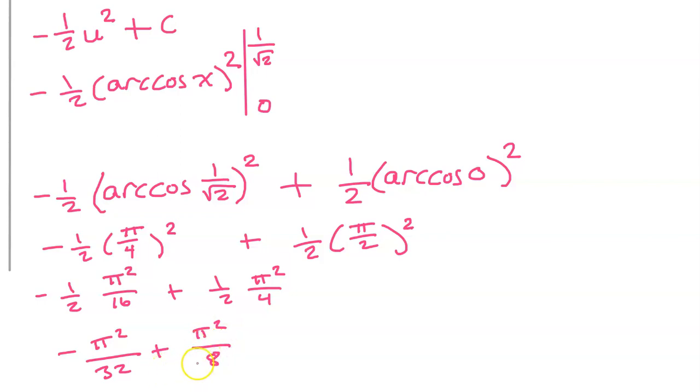It would be nice to have like denominators. So what if we multiplied by 4 over 4? So now we have negative pi squared over 32 plus 4 pi squared over 32. That will make 3 pi squared over 32. And this is the final answer.